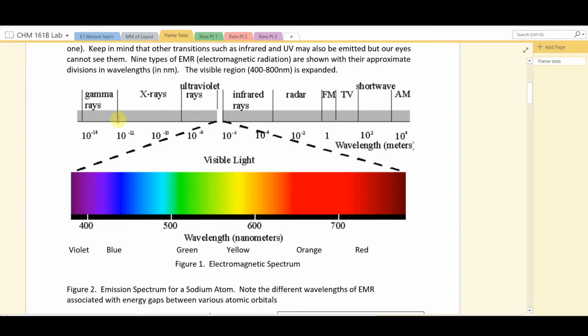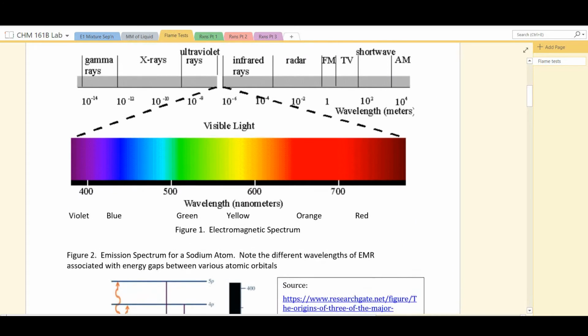Then somewhat lower in energy are X-rays, then ultraviolet, and then between ultraviolet and infrared is the visible region of the spectrum. Moving to lower frequency and lower energy but longer wavelength, we have infrared, radar, FM, TV, shortwave, and AM. These have the longest wavelengths, but the lowest energy and the lowest frequency. Note that the visible spectrum is approximately between 400 and about 800 nanometers.